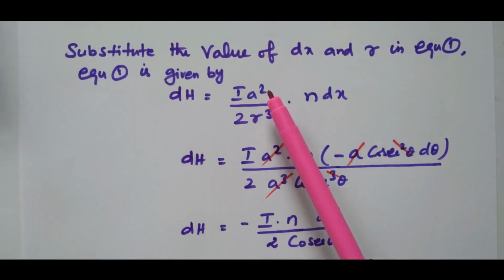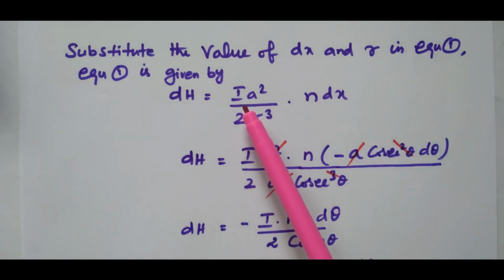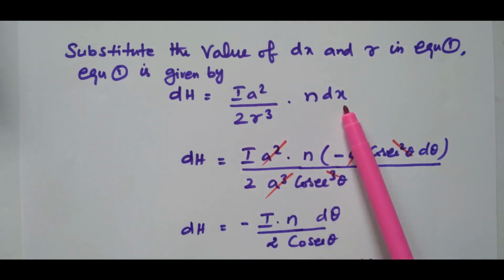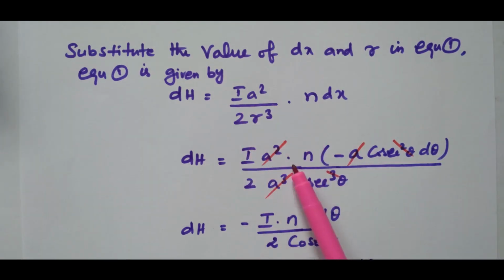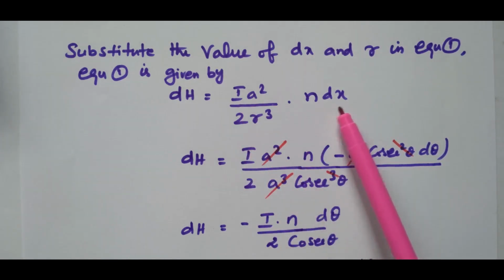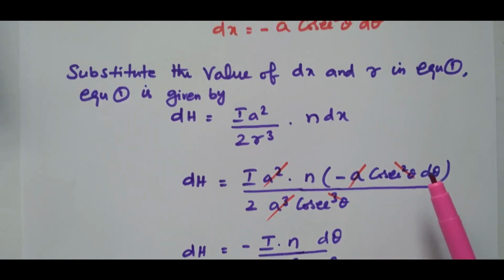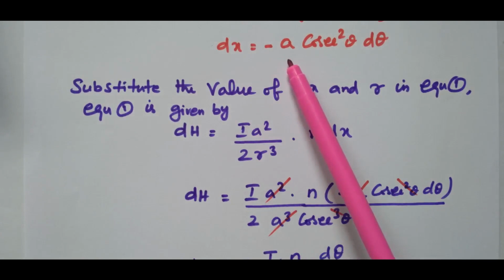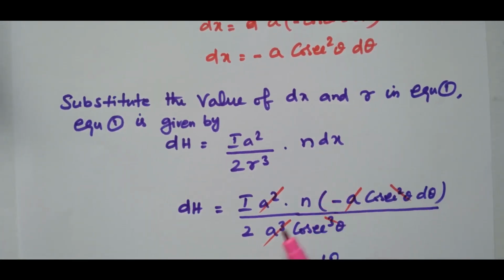Substitute the value of dx and r in equation 1. What is equation 1? I a square divided by 2 r cube into n into dx. This is equation 1. So dx is nothing but minus a cosecant square theta into d theta. So that is available here. dx equal to minus a cosecant square theta into d theta, divided by 2 into r cube.